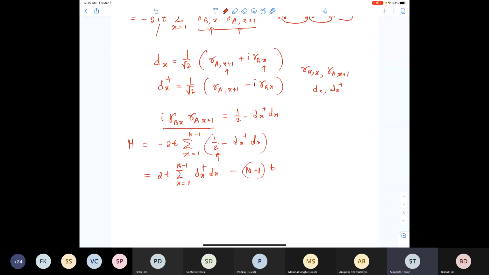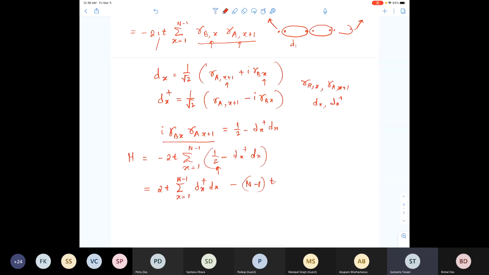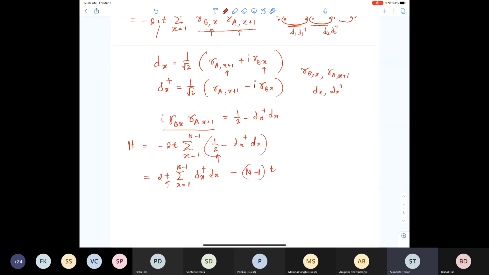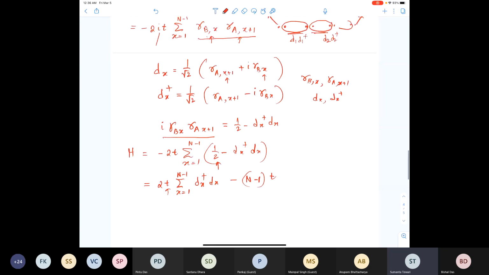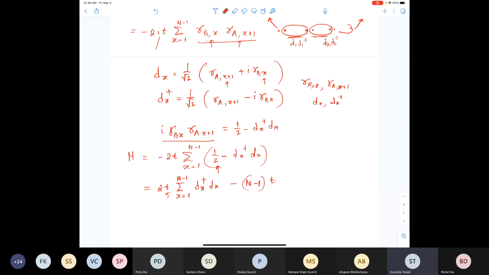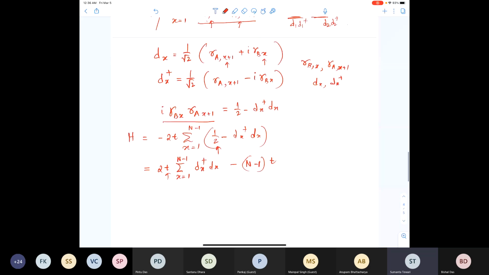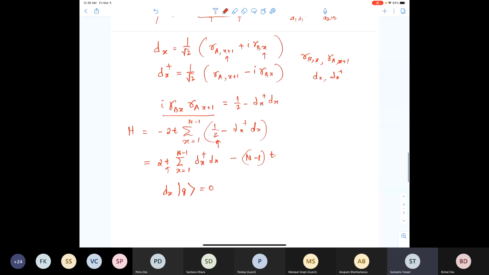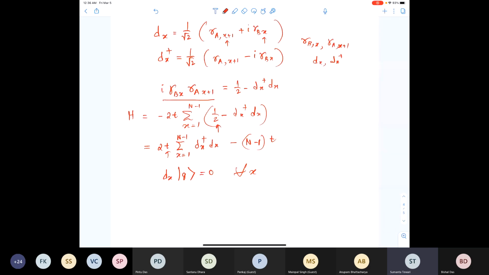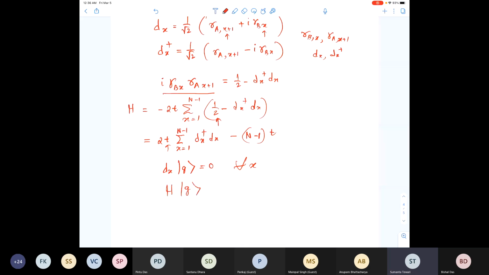All right, so therefore you have a bunch of d fermions associated with these operators. So this is d1 dagger, this is d2 dagger, associated with these pairings. Those fermions cost you energy. The energy is t. So therefore the ground state is such that you have none of those fermionic states occupied. So the ground state G satisfies d_x G equal to 0 for all x. The ground state has no d fermion. So H on the ground state is just this. That's the ground state energy, minus (n minus 1) t.